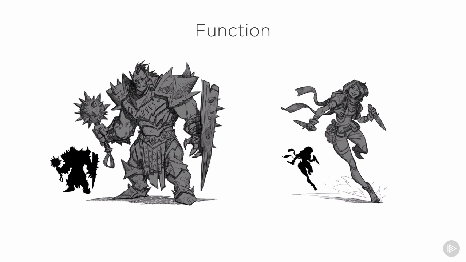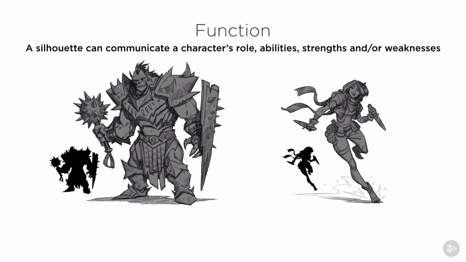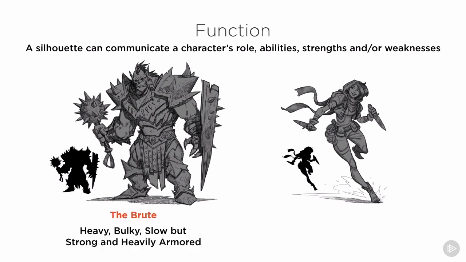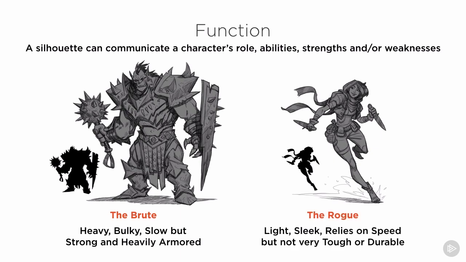Second, the silhouette communicates the function of the character, what the character does or the role they play within the game. The silhouette of the warrior on the left is large, bulky, and heavy. It's made up of big, chunky shapes, and communicates to the player that this character is probably heavily armored, highly defensive, and moves in slow, lumbering movements. In contrast, the silhouette of the rogue is lean, light, and made up of streamlined shapes and flowing lines. This tells the viewer that the character is fast, nimble, and relies on her speed to give her an edge in combat.